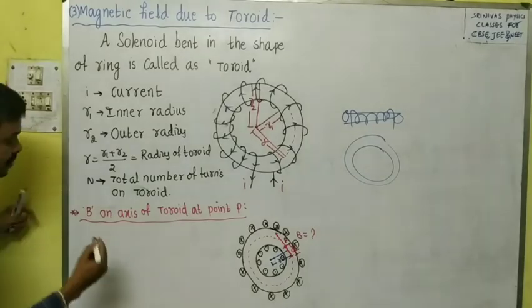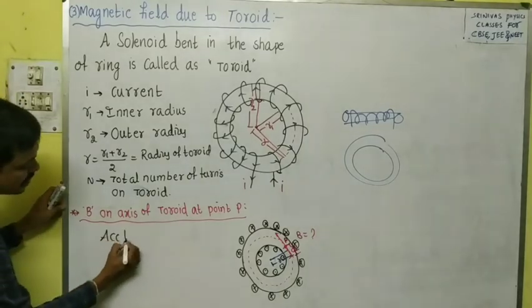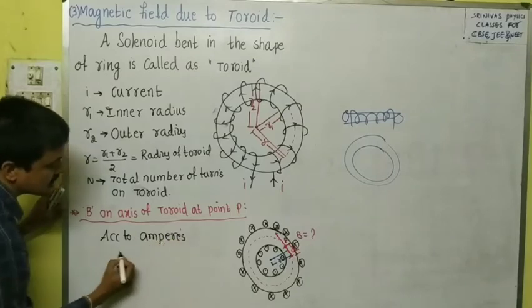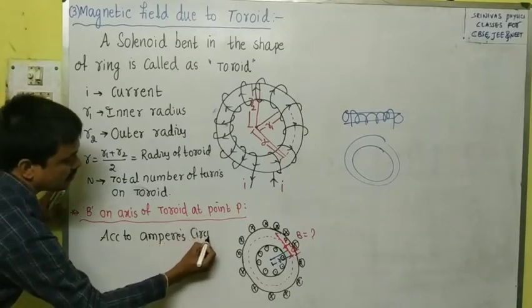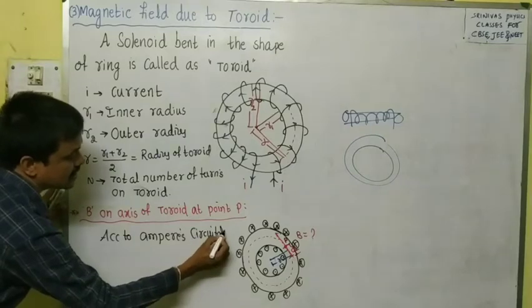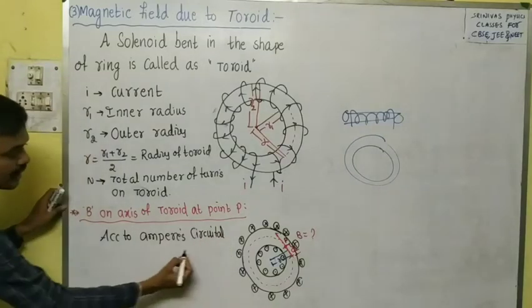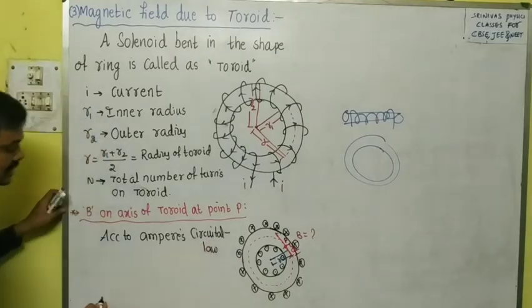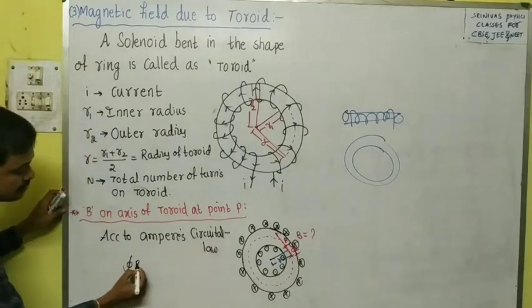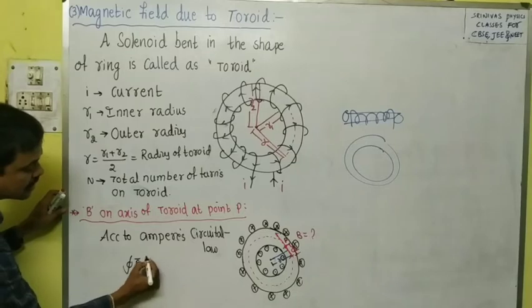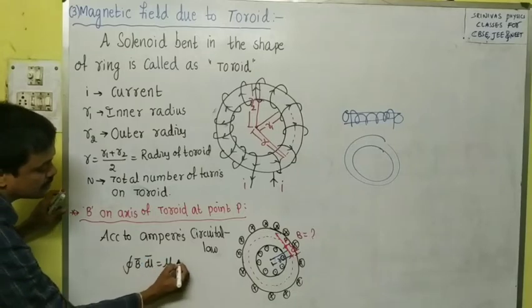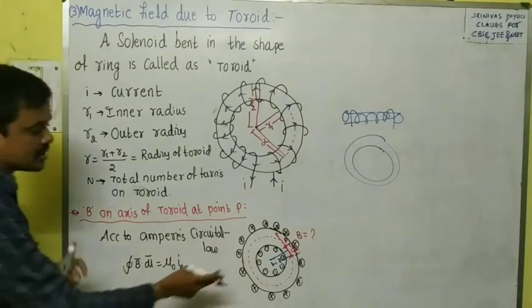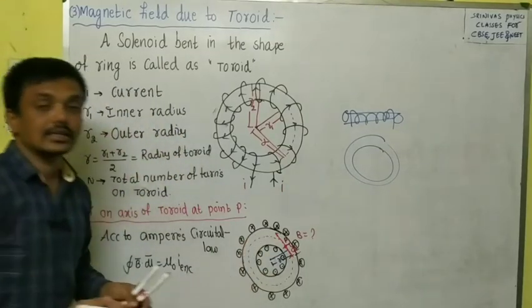Now it was very simple. According to Ampere's circuital law, what do we know? Do you know Ampere's circuital law? Yes, you know very well. According to Ampere's circuital law, we write the line integral of B bar dot dl bar is equal to mu naught times the enclosed current. And then what is the line integral? Let us go for the line integral.